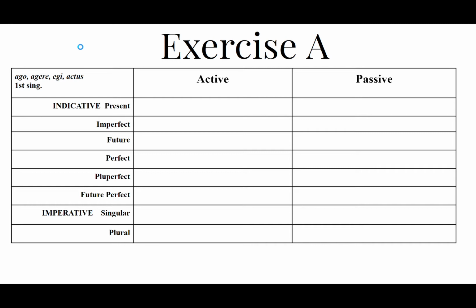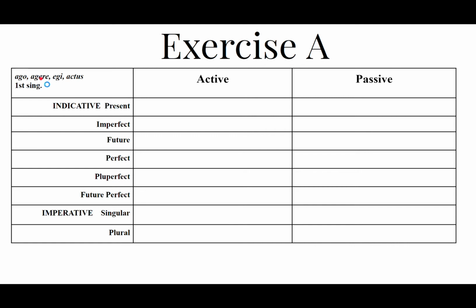So the first one, exercise A, ago, agere, egi, actus. So look at the principal parts. Ago, agere, egi, actus. This is a third conjugation verb. You can tell by the O, the ere. This is a short E-R-E. If the first principal part ended in eo, like ageo, it would be a second conjugation, and this E would be long. It's not, though. This is a third conjugation.